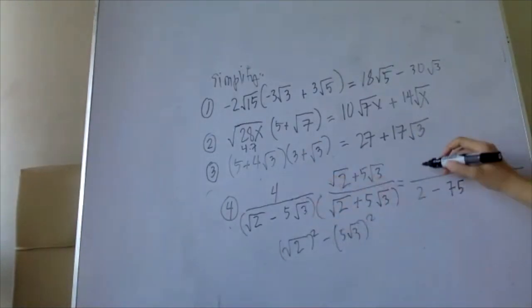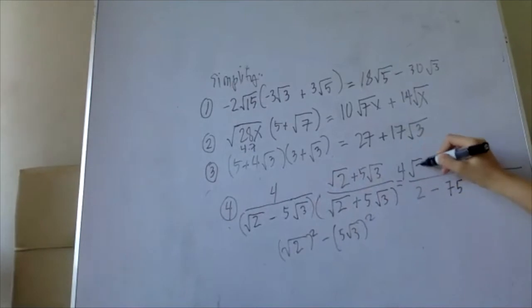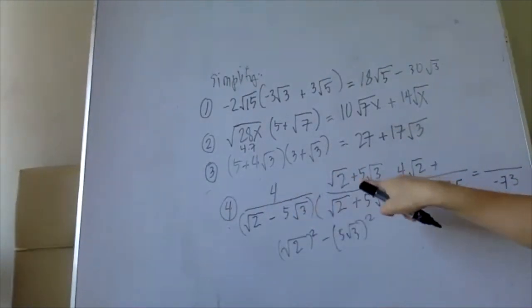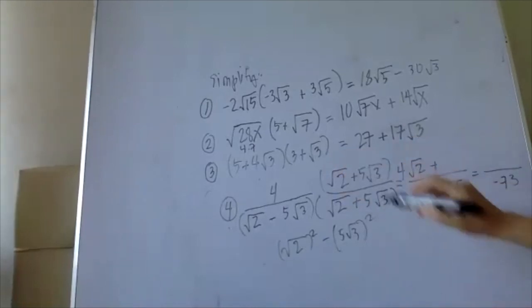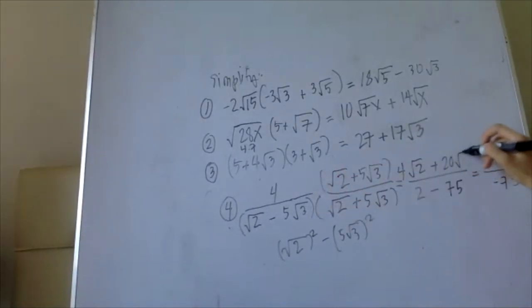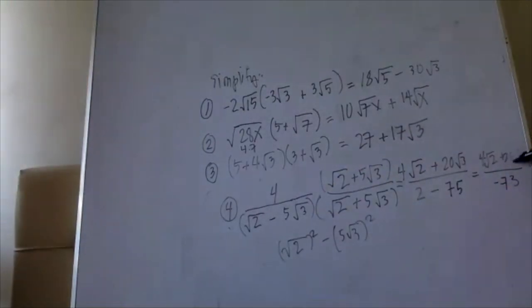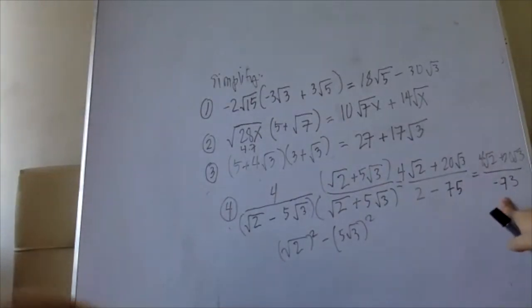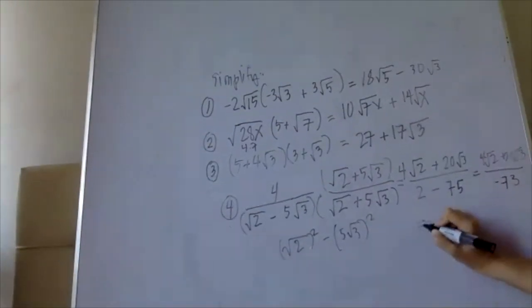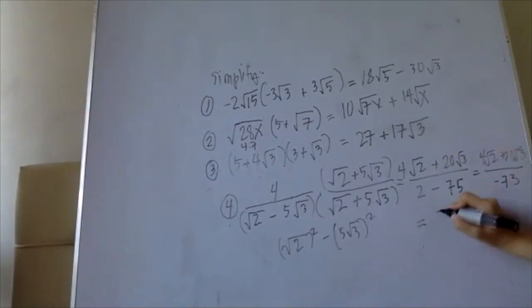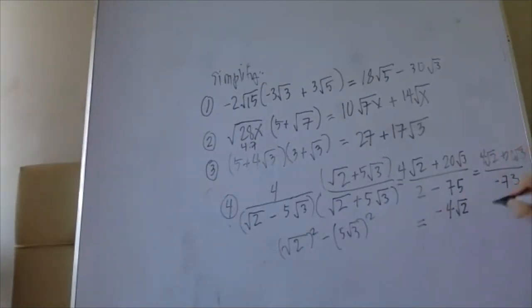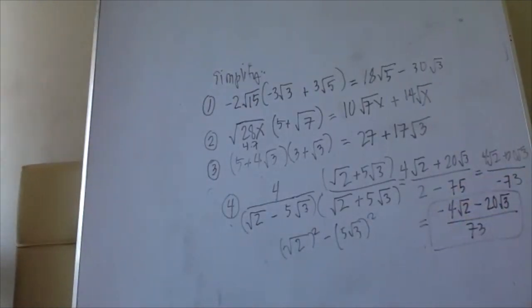Now, this one, distribute lang, that's equal to 4 square root of 2 plus 4 times 5. Multiply yan, guys, ha? 4 times 5, that's equal to 20 square root of 3. So, guys, since negative yung nasa baba, simplified na ba to? Hindi ka pwedeng may negative sa denominator, ha? O pinag-uusapan yung simplifying. So, ilipat natin yung negative sa taas. We have negative 4 square root of 2 times, minus 20 square root of 3 over 73. Okay? Nakuha ba? Pareho ba tayo ng mga sagot?